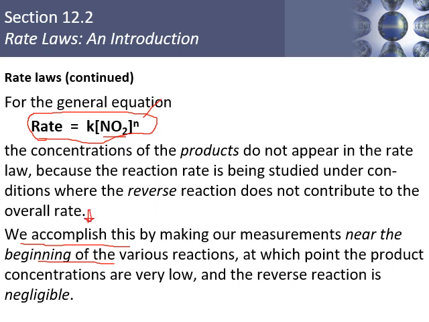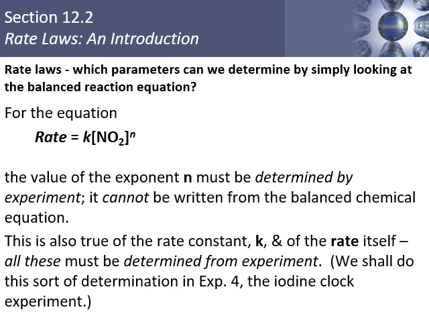Okay, next slide. So for example, for this reaction, we have the rate, and this is the same thing as we had on the previous slide. The rate is some rate constant K here, times the concentration of the reactant here, which is NO2, raised to some power N. And again, as we said before, the N would have to be determined by experiment, as would the K and as would the rate itself. Okay, next slide.